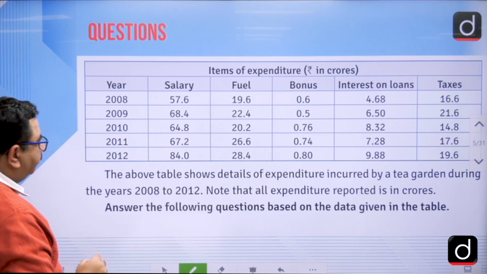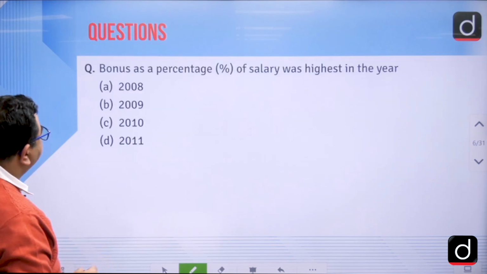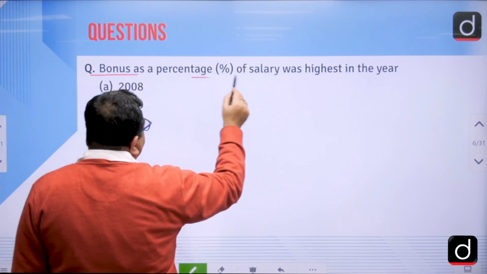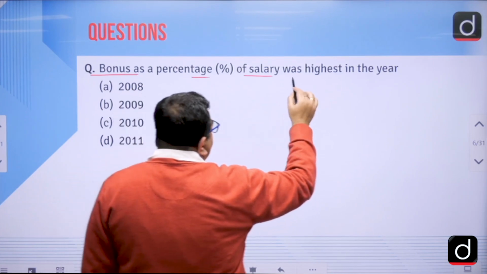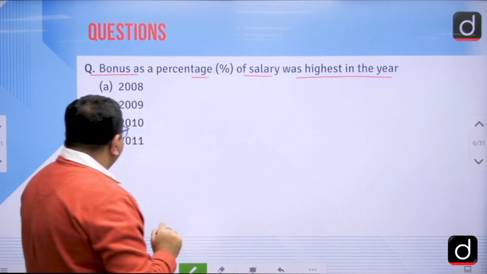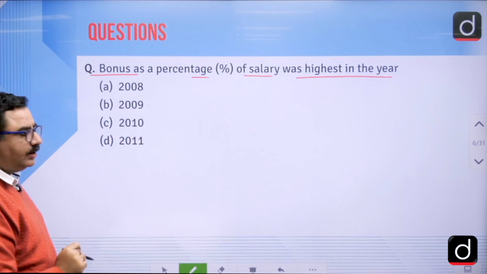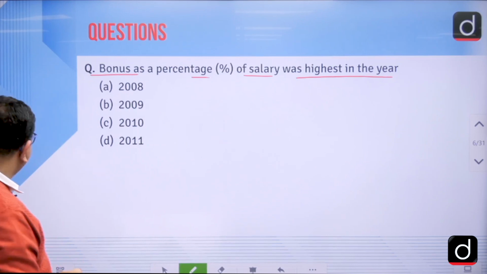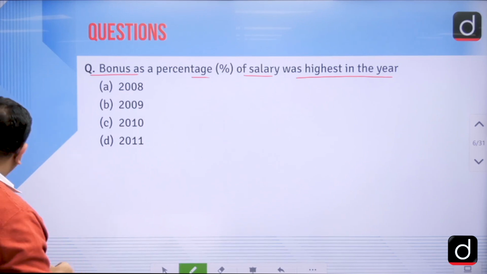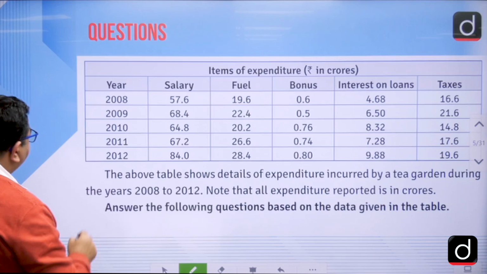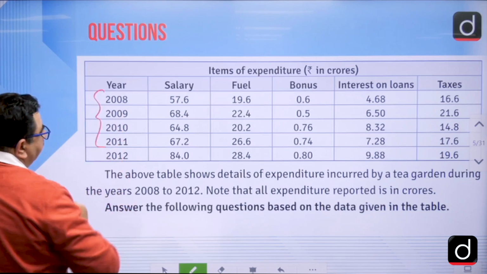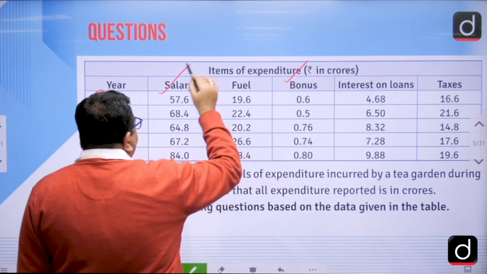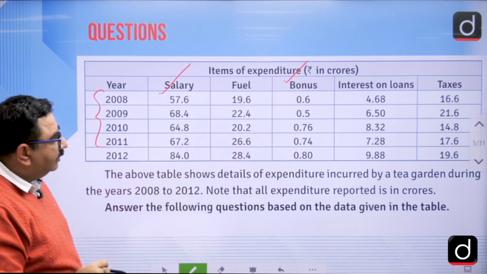Again the same table, and the question on this is, bonus as a percentage of salary was highest in which year? So there are certain years, 8, 9, 10 and 11. So bonus as a percentage of salary, this we have to find.